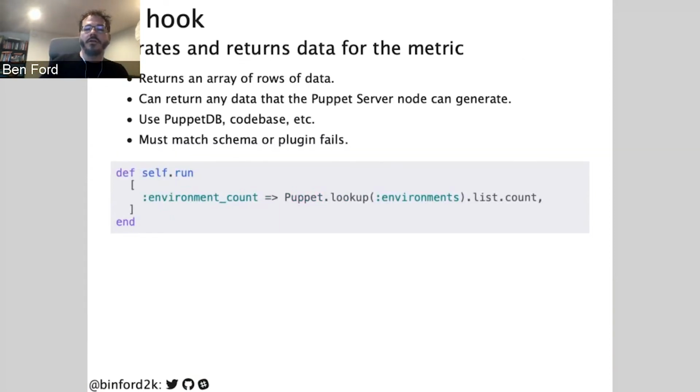And then run just generates the data and returns it back to the framework. It also just returns an array of rows of data. It runs on the Puppet server, so it can get any information that the Puppet server has access to, and you can use the code base. You can use Puppet itself, the Puppet libraries, to iterate through environments or anything, and you can make queries against PuppetDB. And the key thing here is that if it doesn't match the schema, the plugin will just completely fail, and no information will be returned.